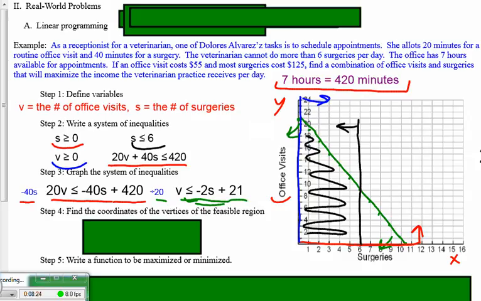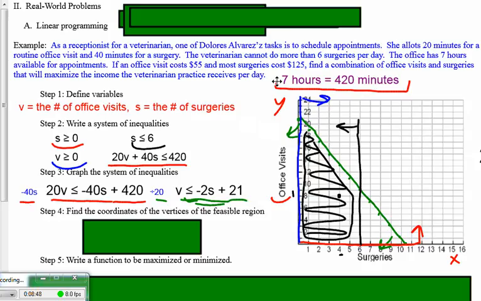Okay, so we could come right here and say it would be possible for this vet to do 4 surgeries and 8 visits in a day. He would definitely have enough time to do that. Okay, so given all of our constraints, everything in this area is the number of surgeries and visits that the vet can do in a day.